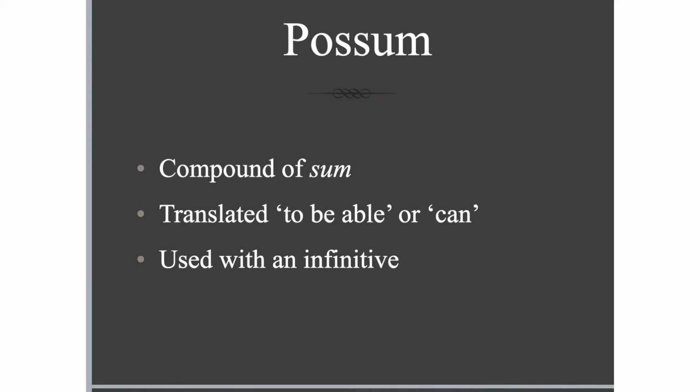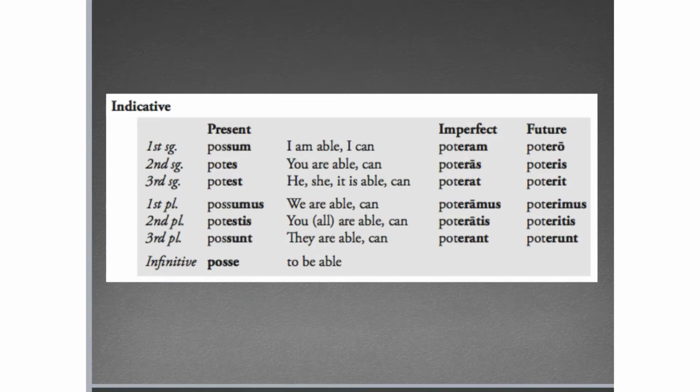All right, so here is possum. This is the irregular verb, as I was saying. It is a compound of the verb sum, which we've learned. So you can draw a line there and see sum, and then you just get this prefix, pos. Possum means to be able or can, and it is used with an infinitive. I will add as well that it's going to be pos when there's an S form, and pot when there's an E form, and you'll see what I mean in the slide.